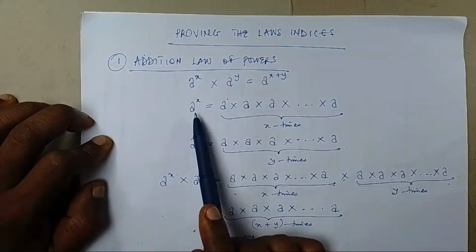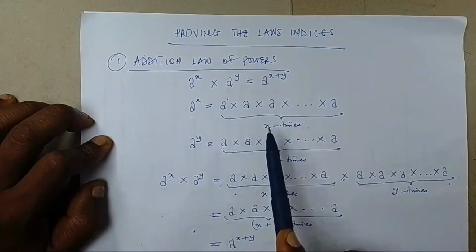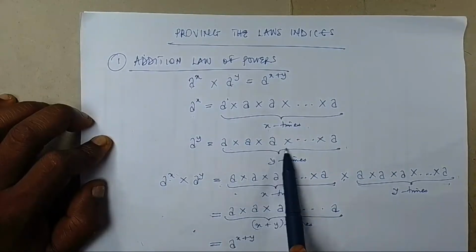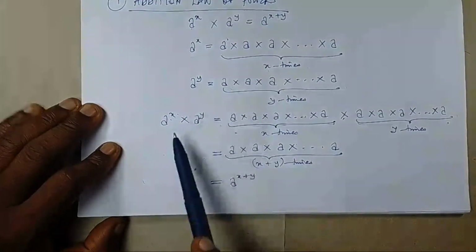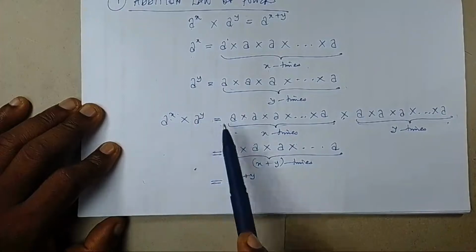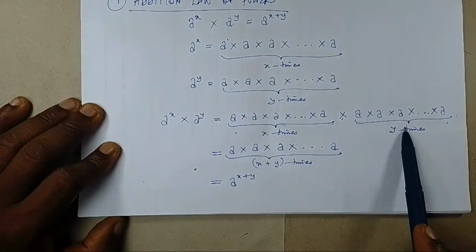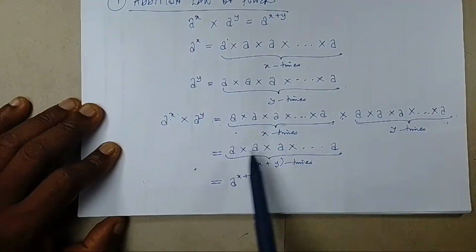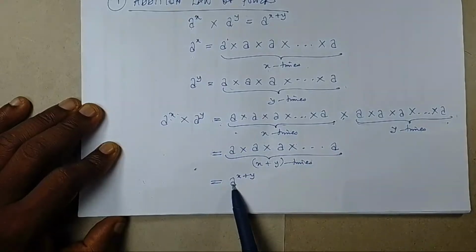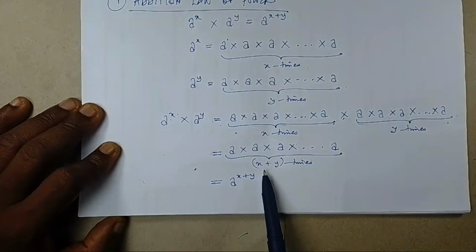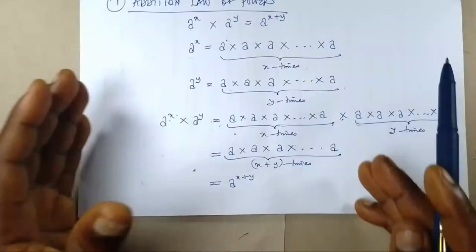Now I started with saying that a raised to power x can be written in expanded form as a multiplying itself x times, and a raised to power y can be written as a multiplying itself y times. Now if that is the case, it means that a raised to power x times a raised to power y will be a multiplying itself x times, times a multiplying itself y times. And if you put all the a's together in that multiplication, it will mean a multiplying itself x plus y times, and that will give you a raised to power x plus y, which means that the law is true. Proving from the left hand side to the right hand side, it is true.